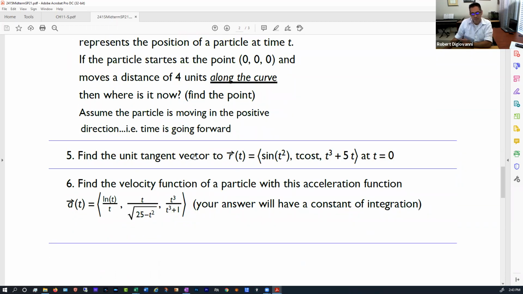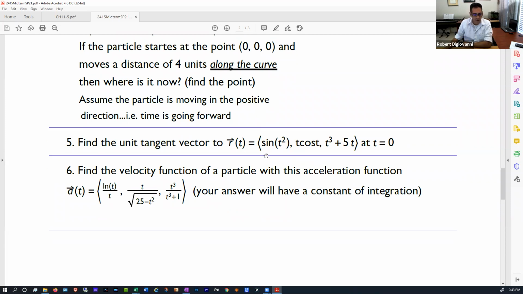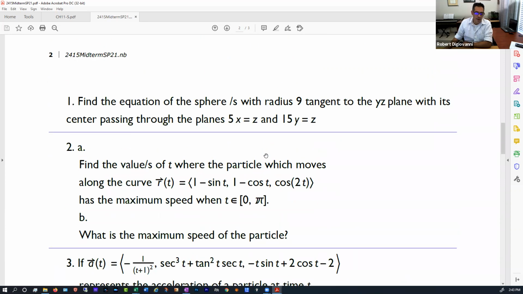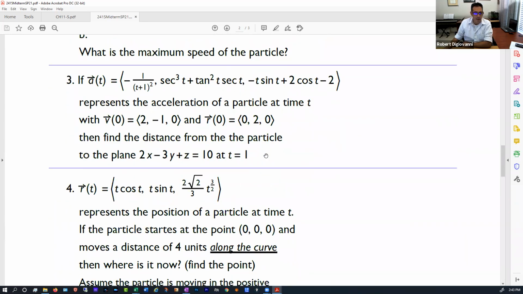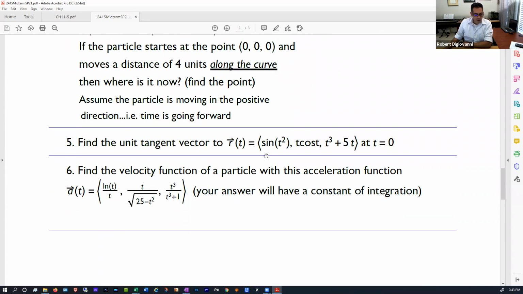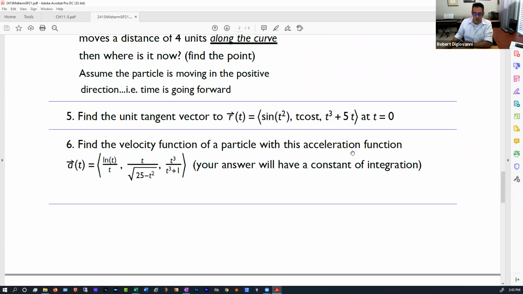Okay, here's a more straightforward problem. Find the unit tangent vector to this at some point in time. Unit tangent vector, there's a formula for it, and you just crank it out. So I'd say the first 4 are going to have you thinking for a while, I think. Number 6, find the velocity function of a particle with this acceleration function. So you can get from acceleration to velocity. This is another pretty straightforward problem. Now, it's going to require a little bit of memory of things you did in Cal 2, but it's a pretty straightforward problem.